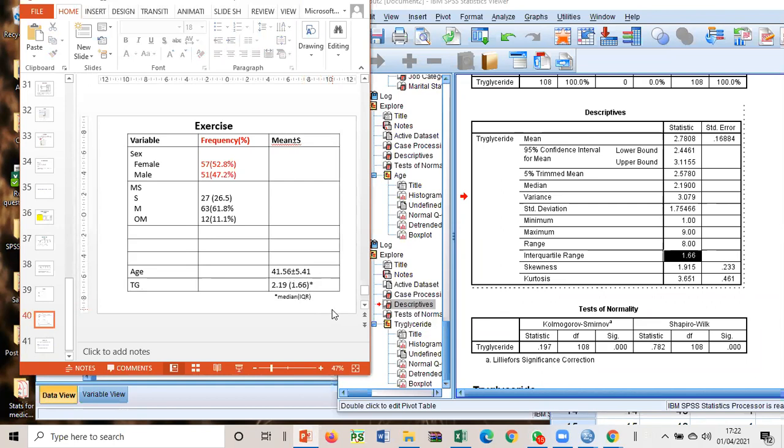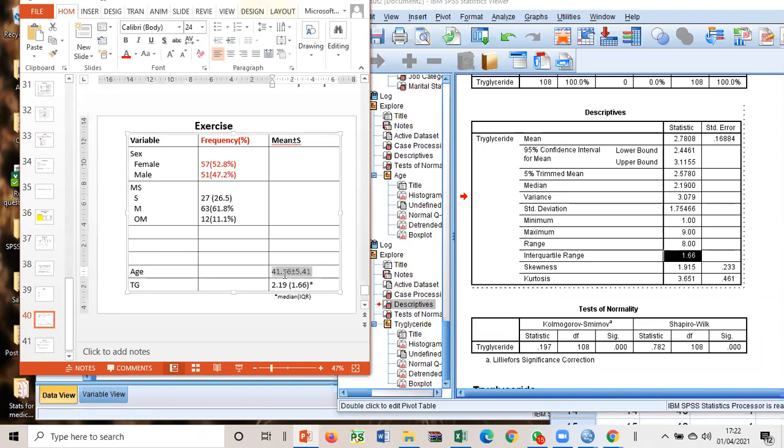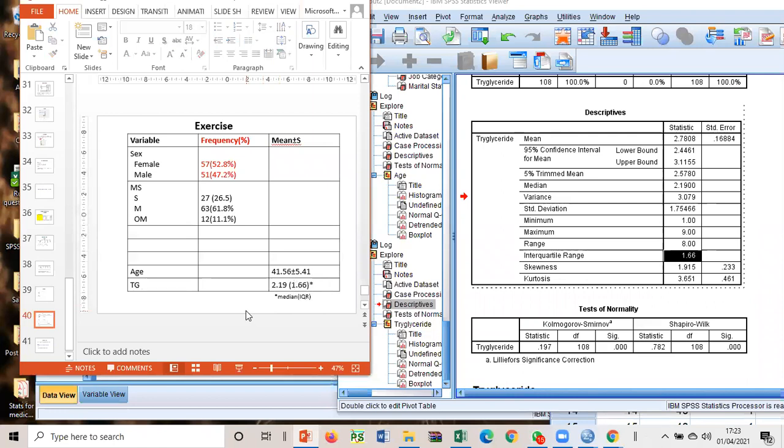So remember, if the data is symmetrical, you can use mean and standard deviation. If the data is skewed, rather use median and interquartile range. So one table will be for the whole demographics. Are we clear on this?